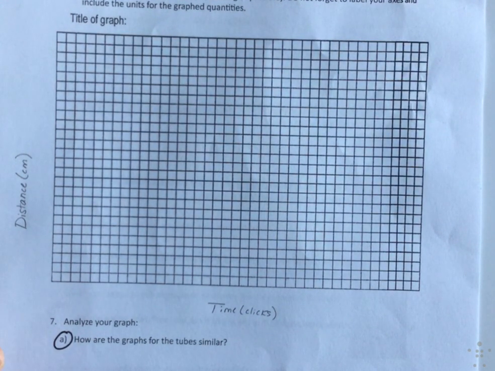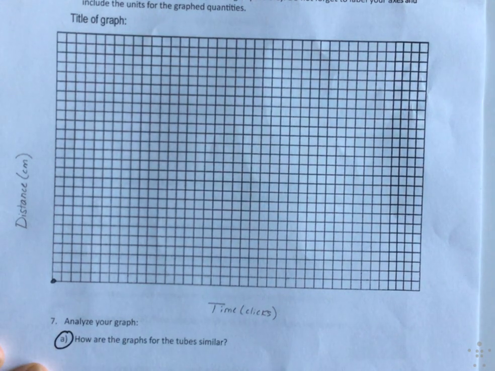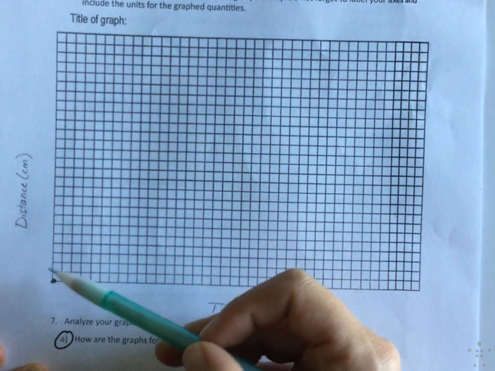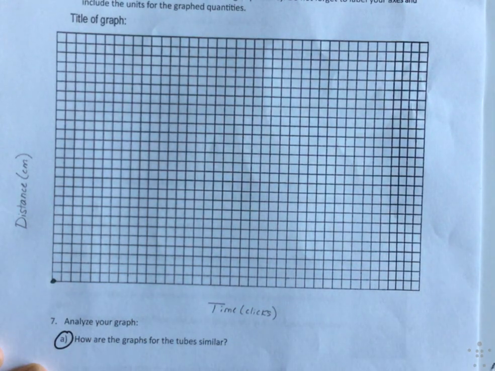And then before we started, I did tell you that you should have a dot right here, because all of your lines should start from right there. So your ruler should start right there every time you're drawing your straight lines for your graph.